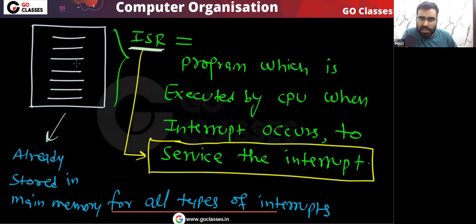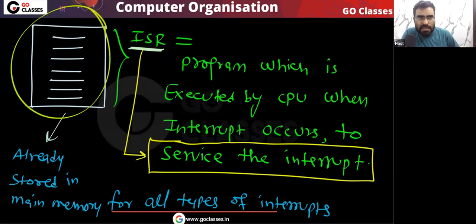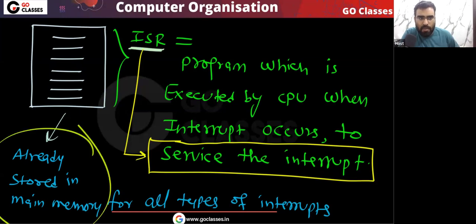For all types of interrupts, this interrupt service routine, this program, is already stored in the main memory. And again, I'm telling you that for different types of interrupts, we have different ISRs. For mouse there is a different ISR, for keyboard there is a different ISR, for hard drive there is a different ISR. For all the types of interrupts, this program will be stored in the main memory.